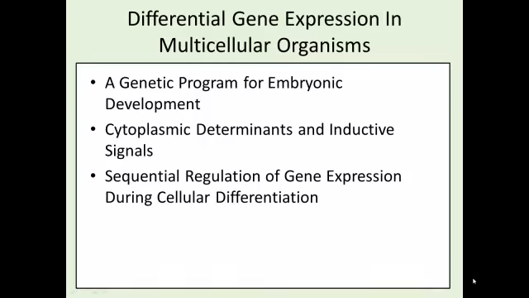Now we're going to tie in what we learned about eukaryotic gene expression into differential gene expression in multicellular organisms. In other words, why an eyeball cell looks like an eyeball versus a muscle cell. They all have the same genes. How do they end up looking and behaving so differently?